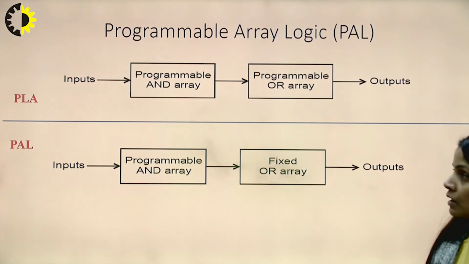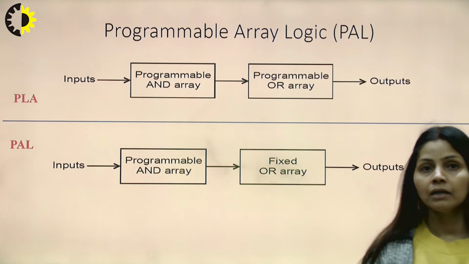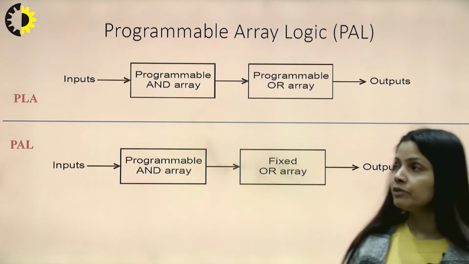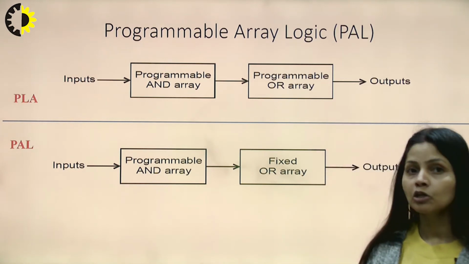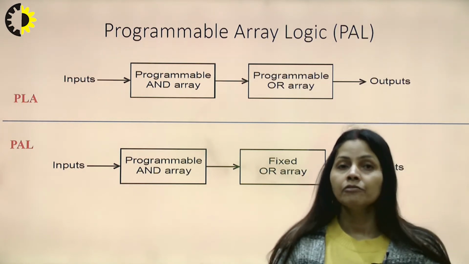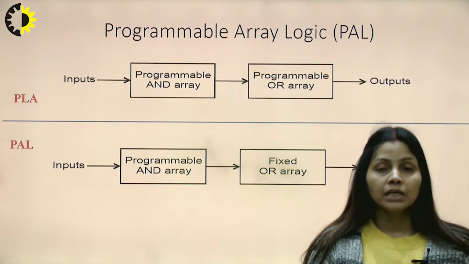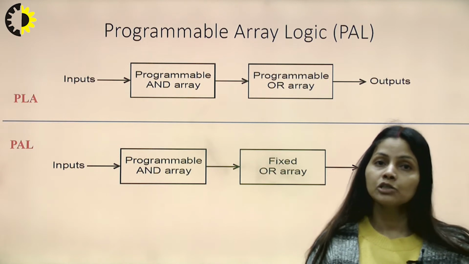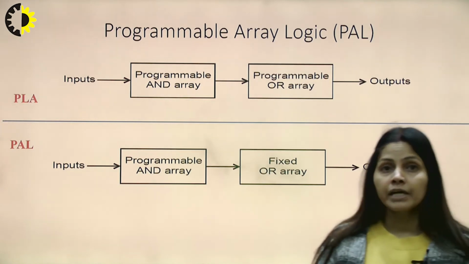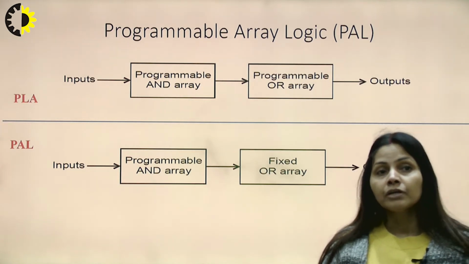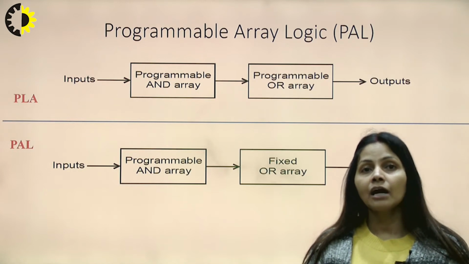So here let us understand the difference between the PLA and the PAL. In the previous video lecture we have already discussed the PLA, that is programmable logic array. In that we made the circuit using AND gate and OR gate. Both the circuits were programmable in the case of PLA, as we have already learned. Whereas in the case of PAL, the AND arrays are programmable, but the OR arrays are fixed.